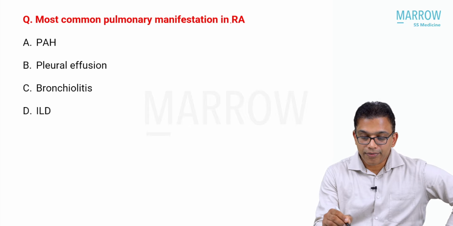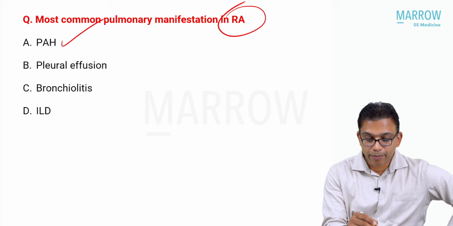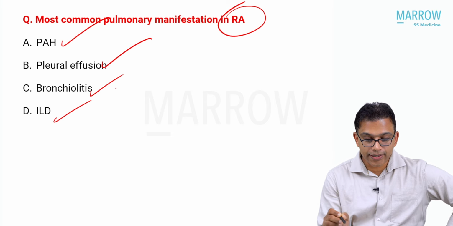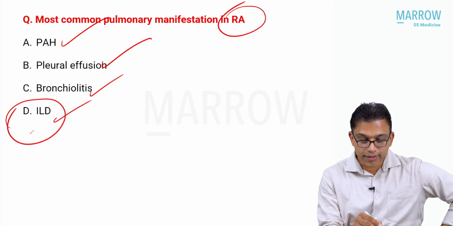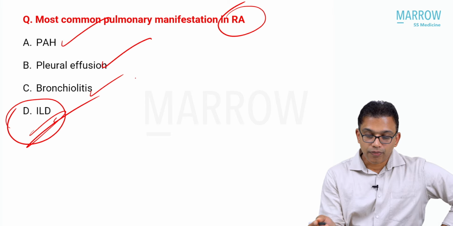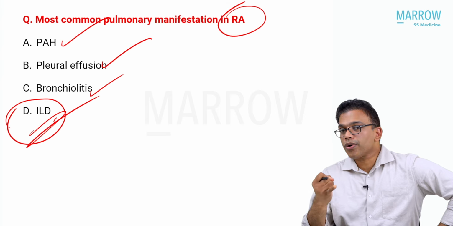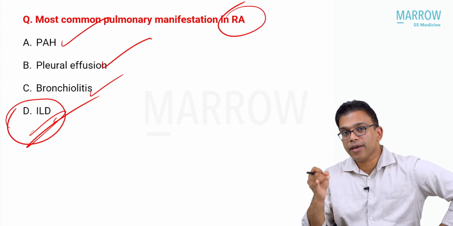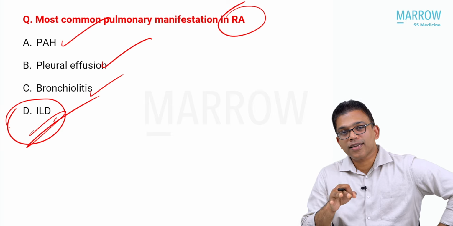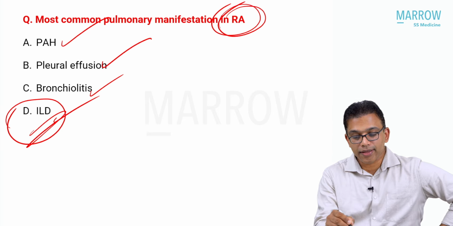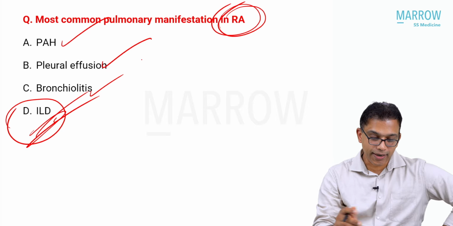Most common pulmonary manifestation of rheumatoid arthritis. Now they are asking about rheumatoid arthritis, and PH is there, pleural effusion is there, bronchiolitis, ILD is there. As per the textbook reference, it is interstitial lung disease. So what are the lung manifestations of rheumatoid arthritis? It's a usual question in your short note exam for theory, DNB or MD. It is a usual ward round question. It's a usual exam question, and it has appeared in the NEET SS exam also. So ILD, from the literature, it is interstitial lung disease.